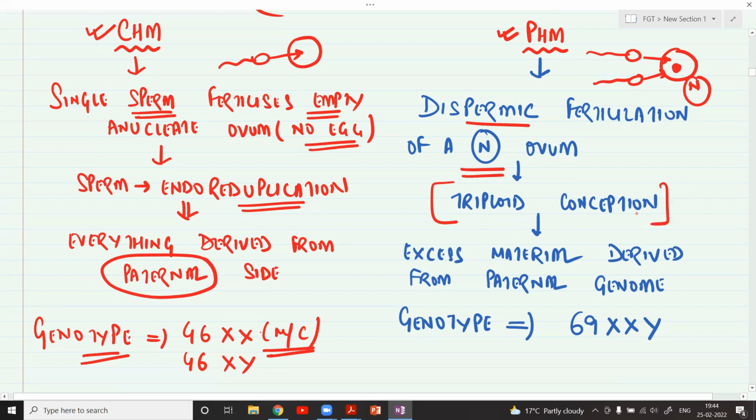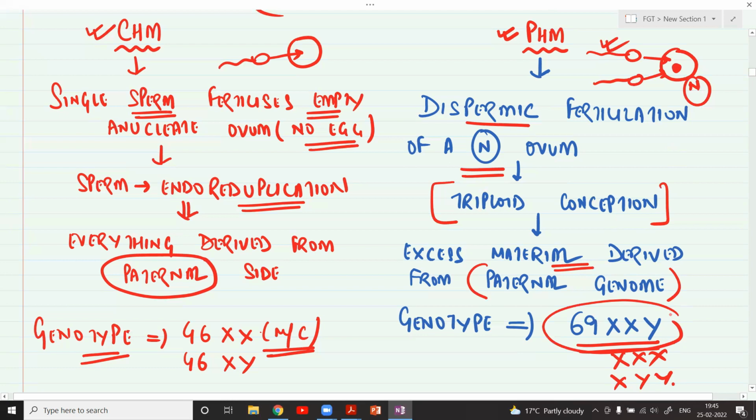So a normal amount of chromosomes is contributed by the mother, and there are two sperms contributing chromosomes for this particular conceptus. So there is an excess amount of material derived from the paternal genome. Over here again, there is one extra from the paternal side. So the genotype is a triploid variety, 69XXY. It can be XXX also, can be XYY also, but the most common is 69XXY.